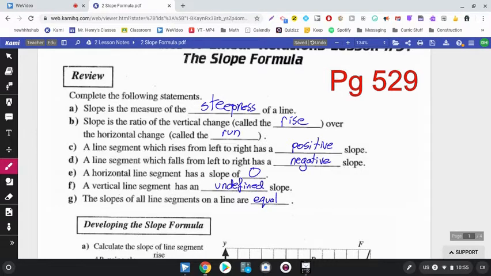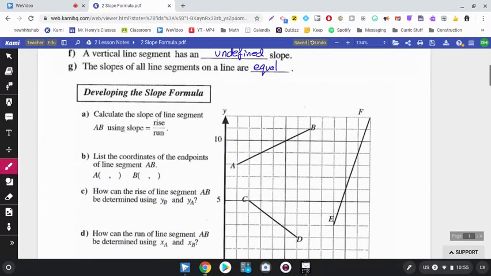Okay, let's take a look at the slope formula. That's what we're actually going to look at today.